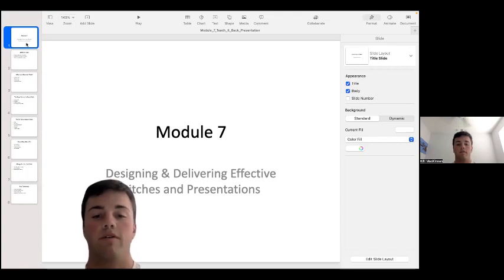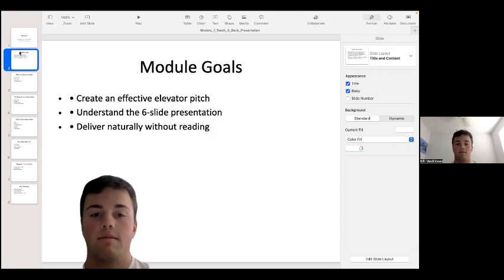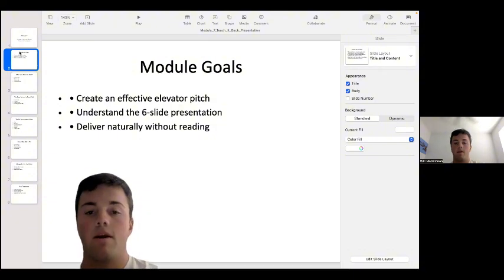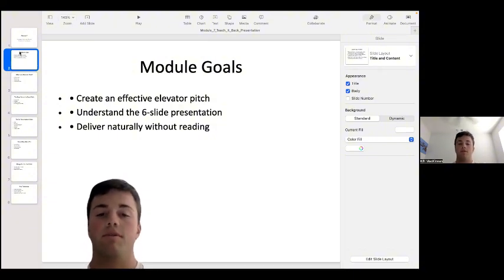This module mainly focuses on two things. First, how to create a really effective elevator pitch, and second, how to organize and deliver a presentation that actually keeps people's attention. I'll go over both of those today and explain why they're important. The main goal of this module is to teach us how to communicate clearly and confidently. There are really three big learning objectives.